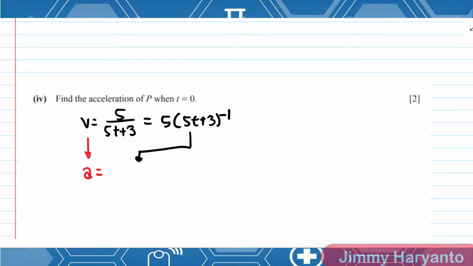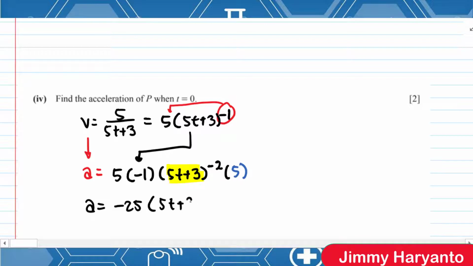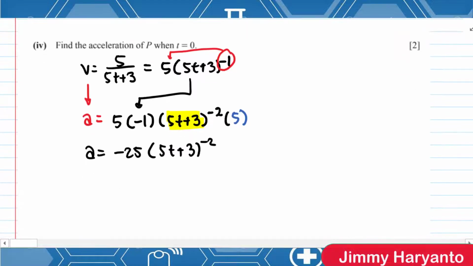First, you have to move this negative 1 to the front. So it will be 5 times negative 1 times again 5t plus 3. Remember, when you differentiate, you have to subtract 1 from the power: negative 1 minus 1 is negative 2, times the differentiation of the inside function. Do not forget that, times 5. So the acceleration will be negative 25 times 5t plus 3 to the power of negative 2.